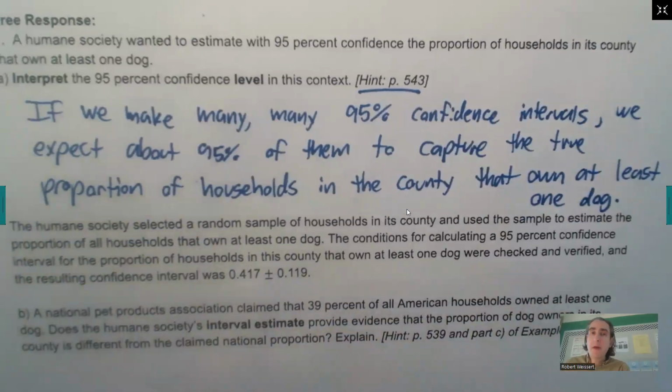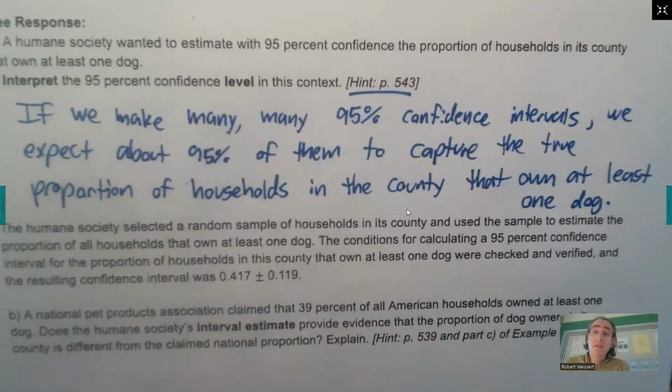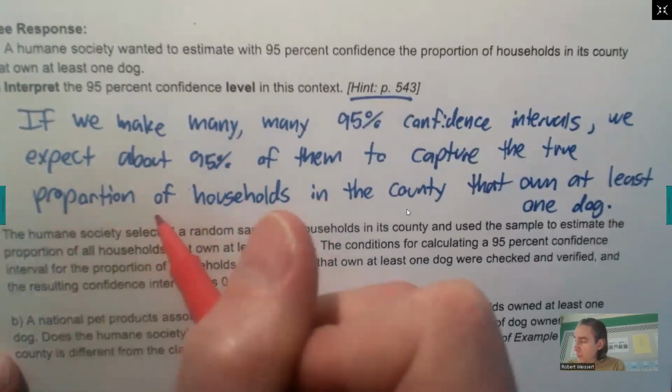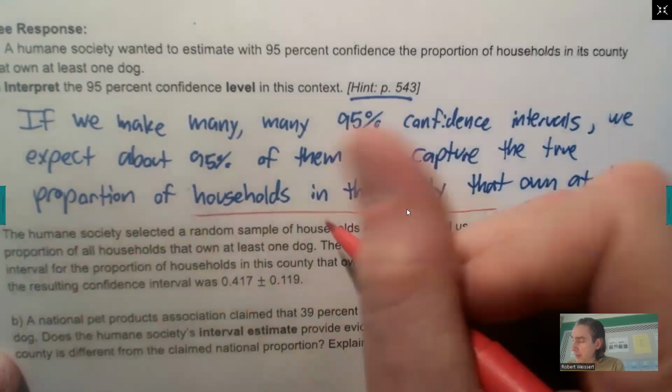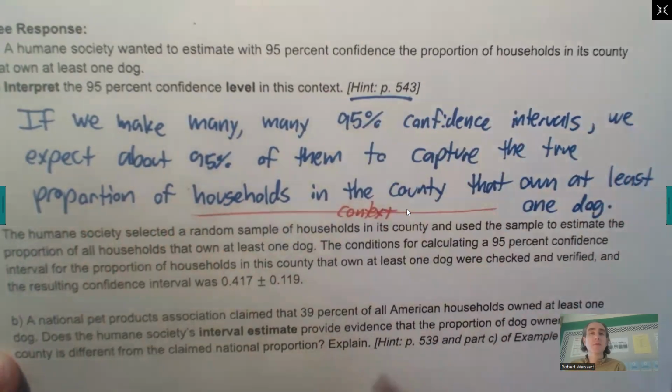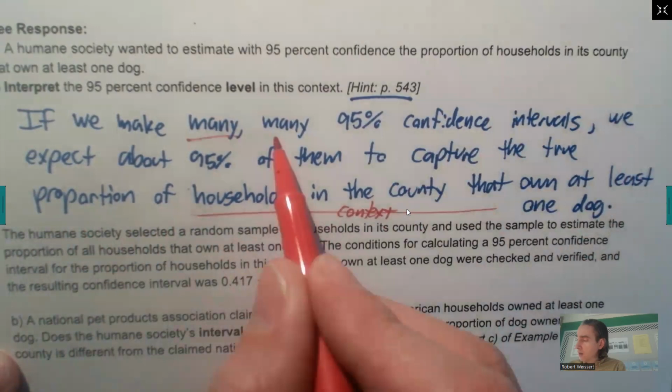The answer is if we make many, many 95% confidence intervals, we expect about 95% of them to capture the true proportion of households in the county that own at least one dog. So you'll notice here, after true proportion, I'm just throwing in the context. So that part's important there. You want to make sure that you define what we're working with. And we also want to say many, many intervals.